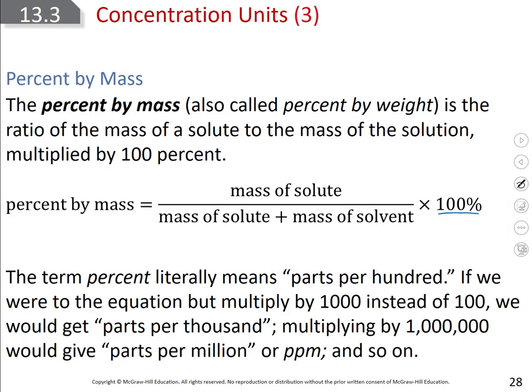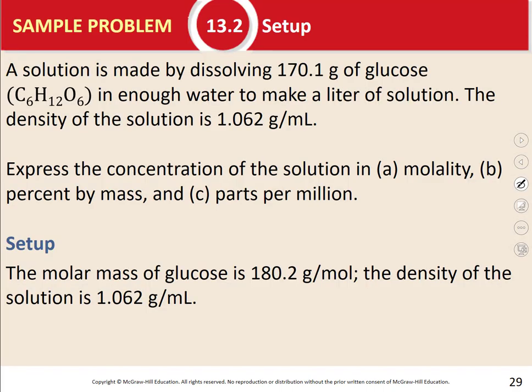So this is percent. If you want this to be parts per million, instead of multiplying by 100, you're going to multiply by what? A million, right? 1 followed by 6 zeros. And that would make this parts per million. But this part of the equation is the same. So let's do those two for this problem.